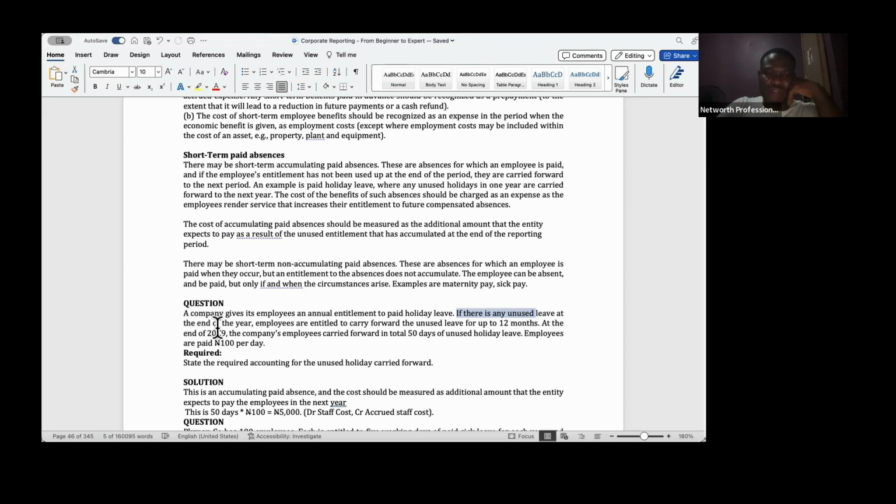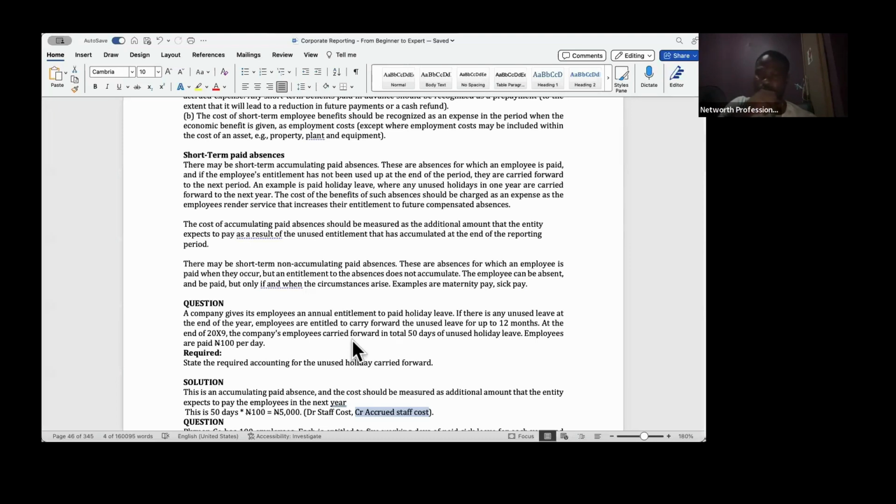They now said that at the end of 2009, the company's employees carried forward 50 days unused leave, and they pay them 100 naira per day, show the required accounting. So that's straightforward. It's just the 50 days multiplied by the 100, which is 500 naira. So for that year, even though we are not paying it, we'll still recognize staff costs, then we'll accrue the remaining, meaning we are owing it. Whenever the guy takes it and we pay, we just cancel out this liability in our books. These are accruals. Again, that one is also quite straightforward.